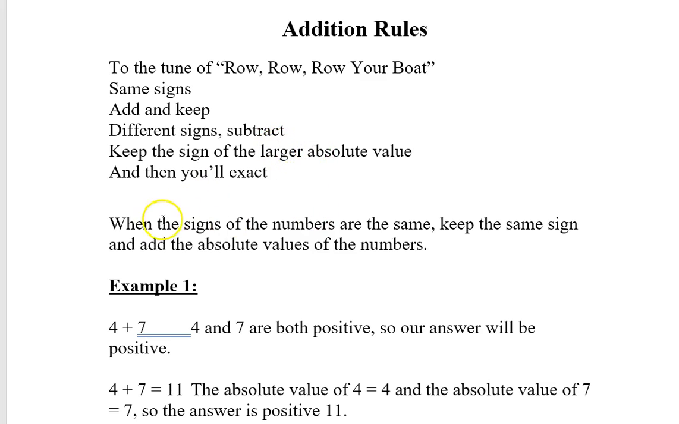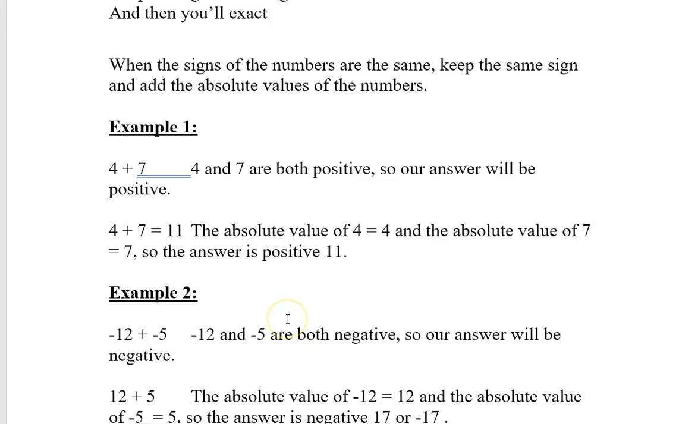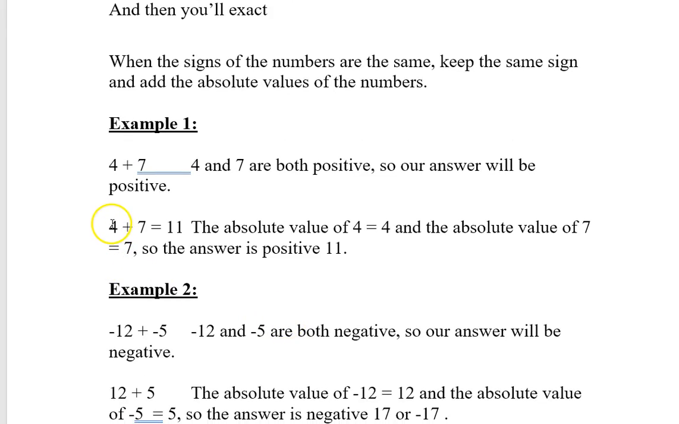All right, so when the signs of the numbers are the same, you're going to keep the sign and add the values together, the absolute values of those numbers together. So in the first example, I have 4 plus 7. Both of those are positive, so our answer has to be positive. We already know that. We don't have to worry about sign anymore. I'm going to add those 2 together. 4 plus 7 is going to give me 11. The absolute value of 4 is 4, and the absolute value of 7 is 7. So I add those 2 together. I get 11. My answer has to be a positive 11.